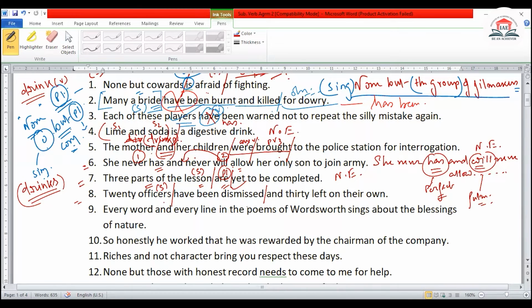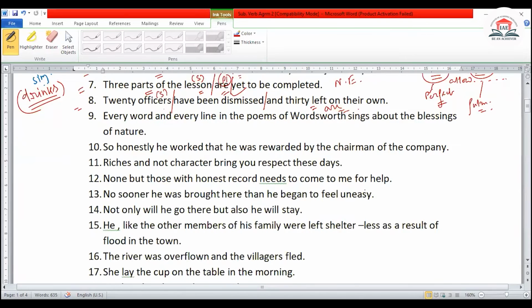Come to the next part, and thirty left on their own. Thirty are left. Exactly. Right? And thirty officers are left on their own. Right? Got it? Next.